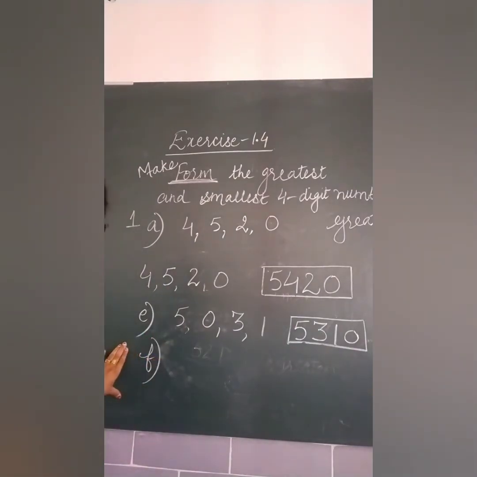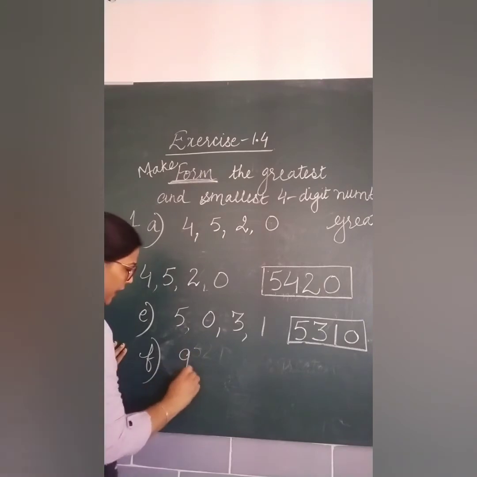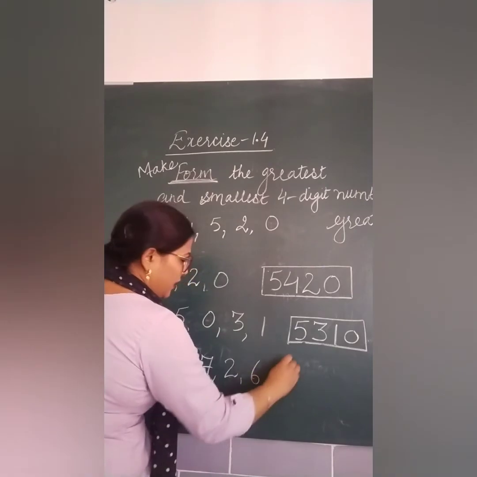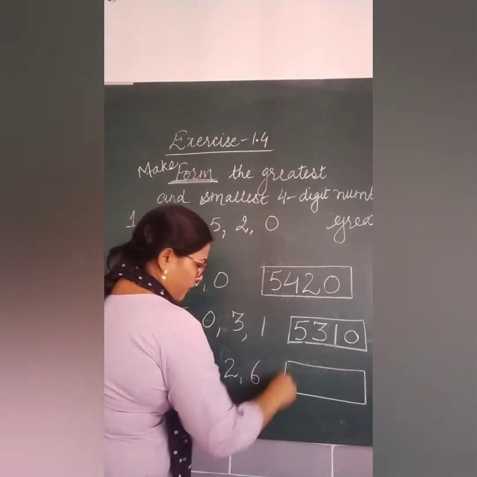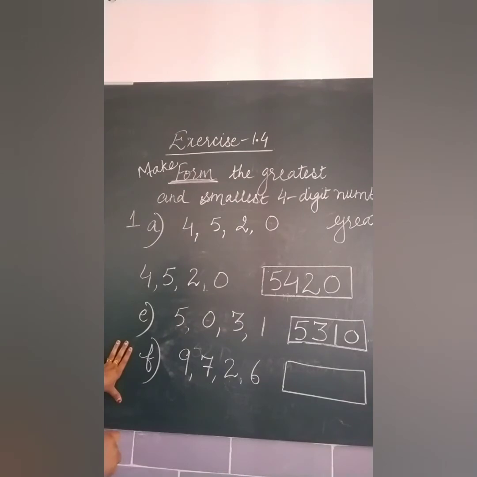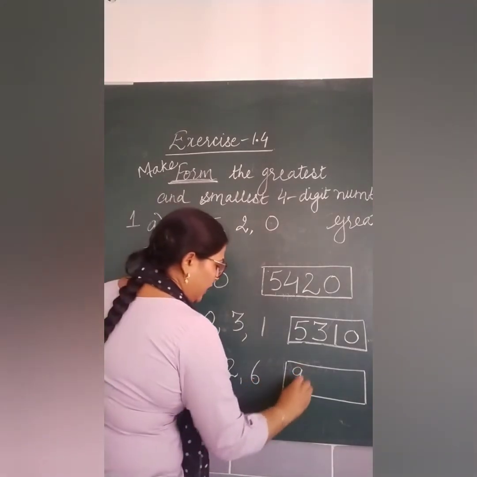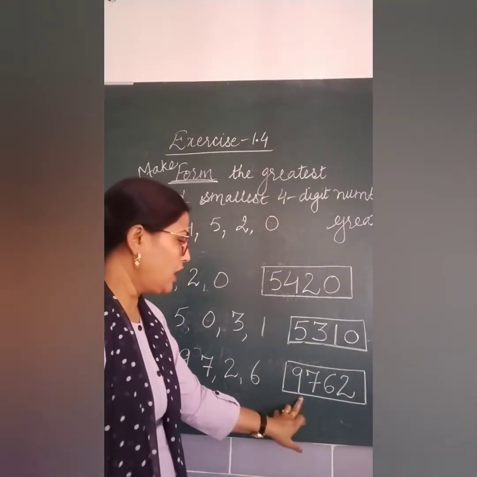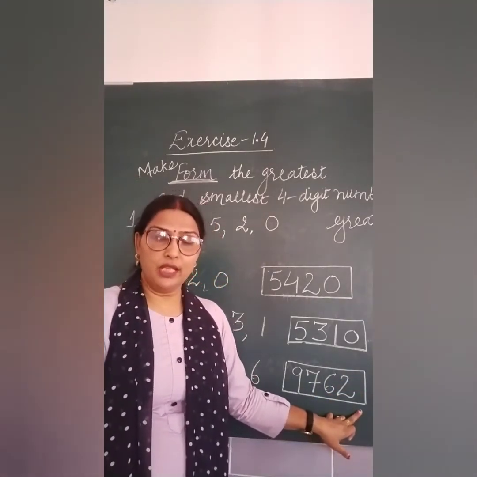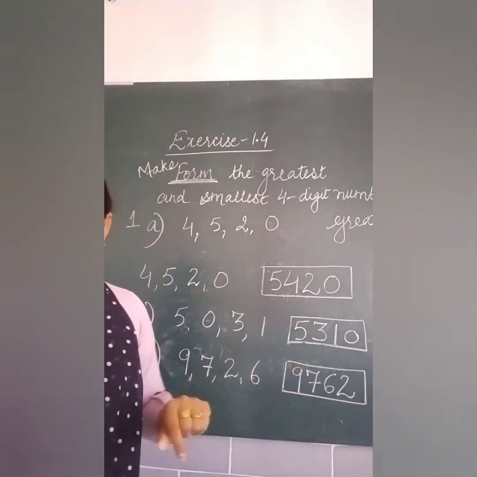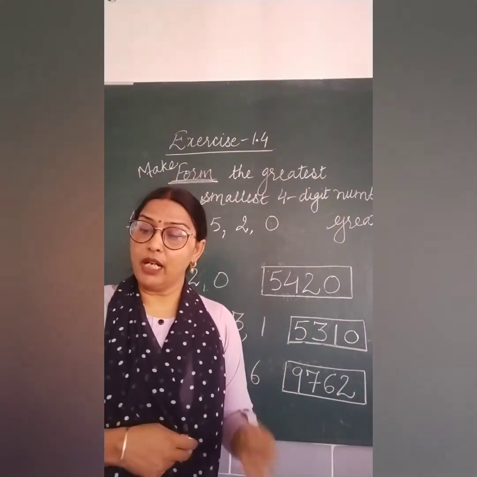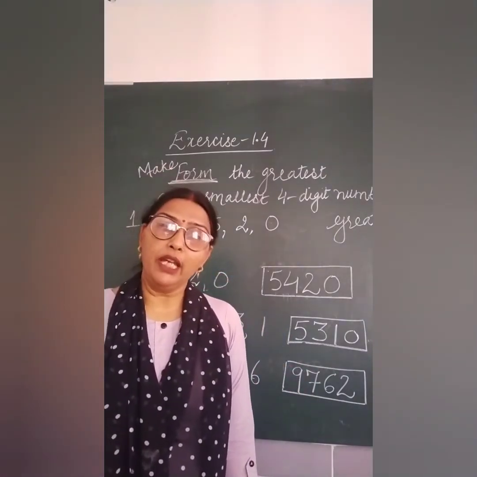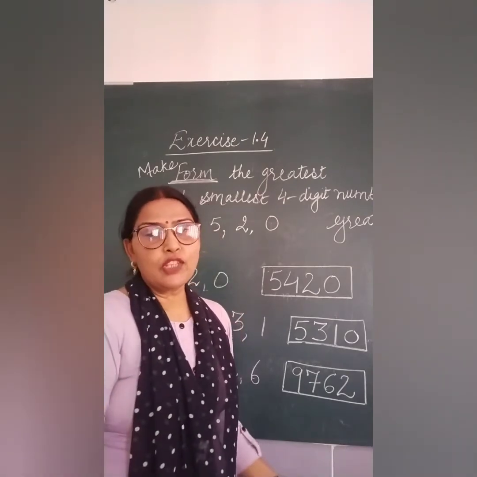Yes, now I am going to tell you one more part, that is F part. In F part the statement is there, the digits 9, 7, 2 and 6, and we have to arrange these in decreasing order. Firstly we will write 9, then 7, then 6, then 2. So we got 9762. Yes, now the other left parts, C part and D part, and B also, these you have to do by yourself.